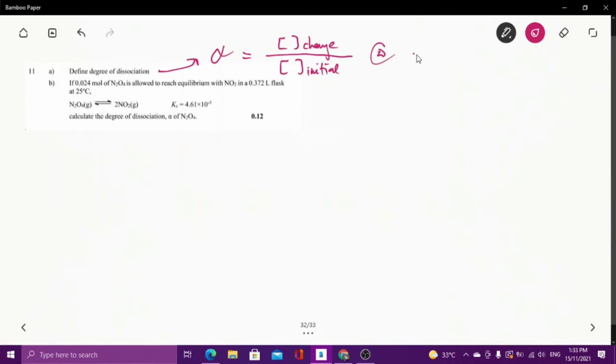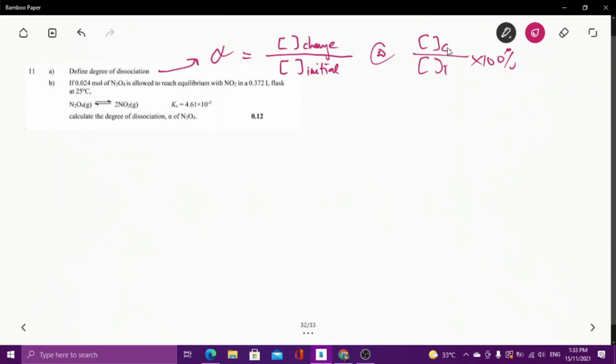Ataupun kita gunakan yang sama juga, change bahagi dengan initial, darabkan dengan 100%. So it will be in terms of percent lah. Okay. So itu kalau diminta dalam bentuk percentage, tapi dia boleh juga dalam bentuk pecahan perpuluhan.